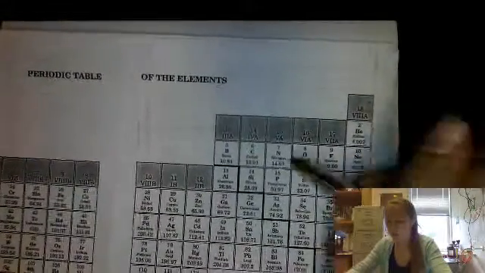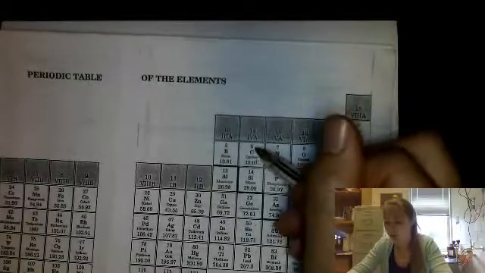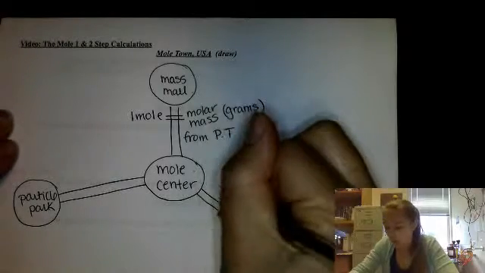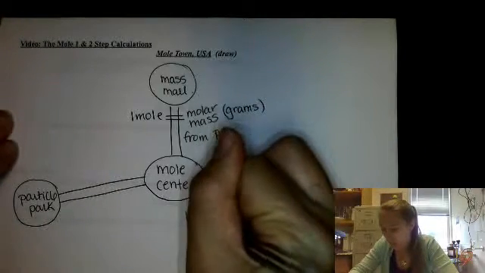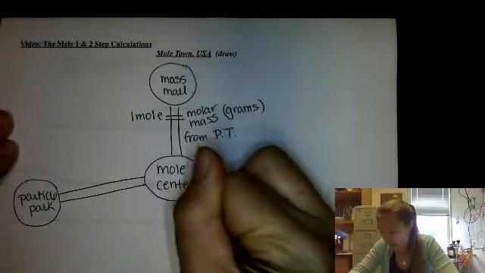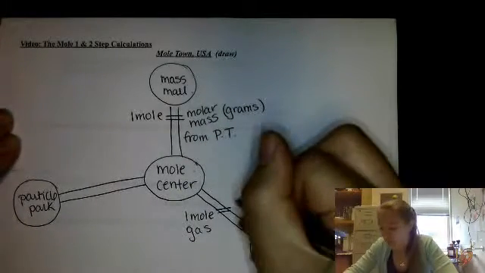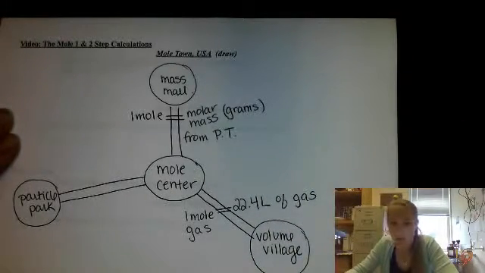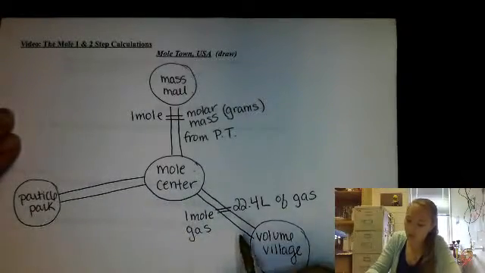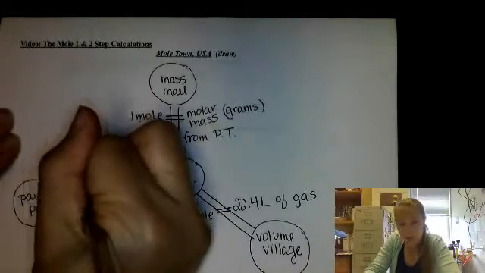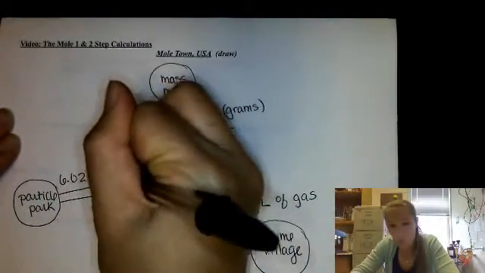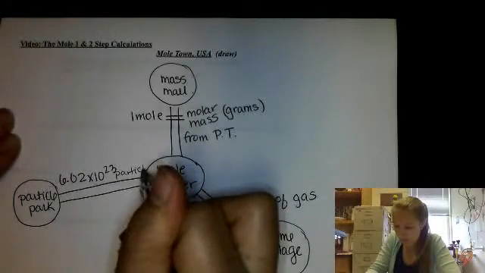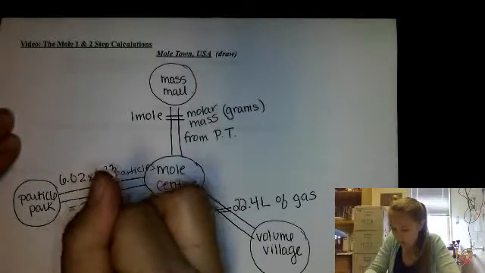That is calculated from the average atomic mass underneath each one of these elements. To go from moles to volume, we use the number Avogadro derived, that 1 mole of gas is equal to 22.4 liters of gas. And this only works for gases. And then to convert between moles and particles, we use Avogadro's number, 6.02 times 10 to the 23rd particles in 1 mole.